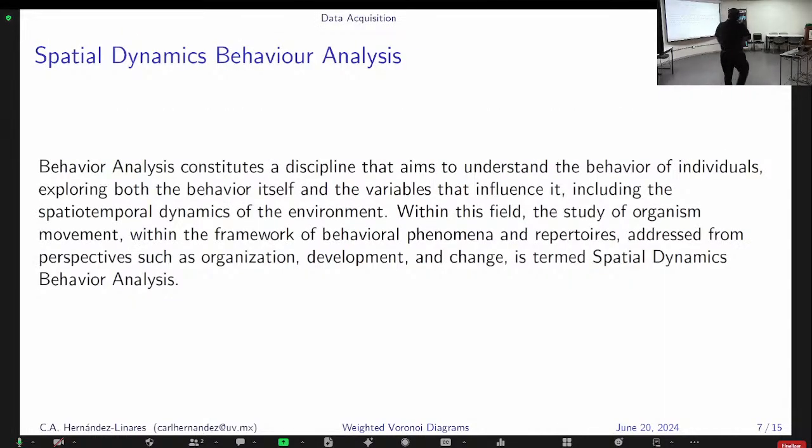Well, what about the spatial behavior analysis? Behavior analysis constitutes a discipline that aims to understand the behavior of individuals, exploring both the behavior itself and the variables that influence it, including the spatio-temporal dynamics of the environment. Within this field, the study of organisms moving within the framework of behavioral phenomena and repertoires, addressed from perspectives such as organization, development, and change, is termed spatial dynamics behavior analysis, SDBA.